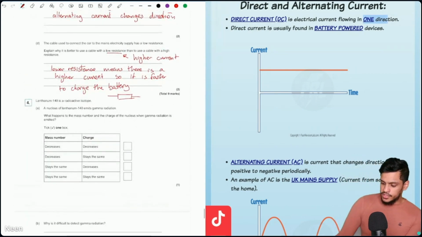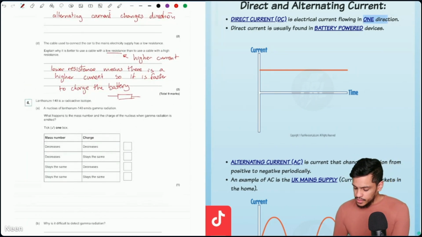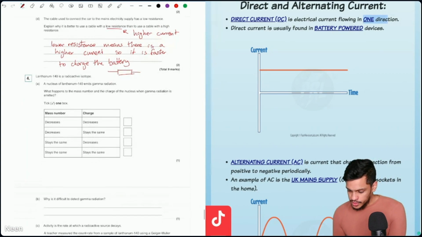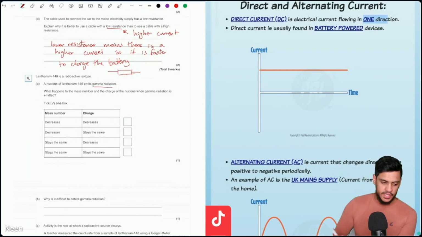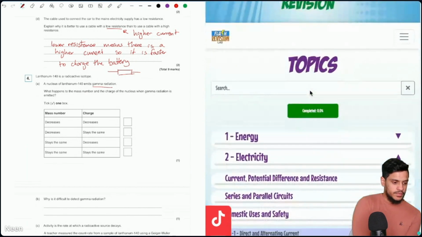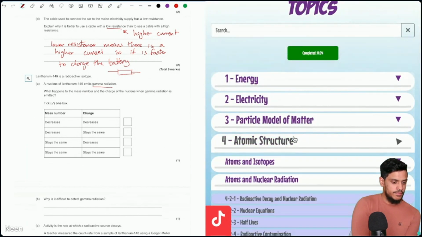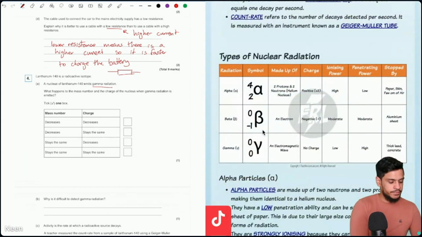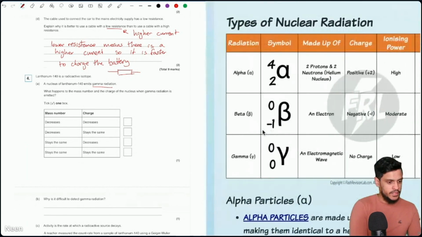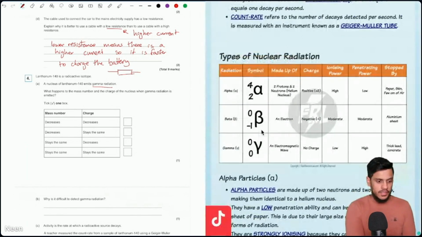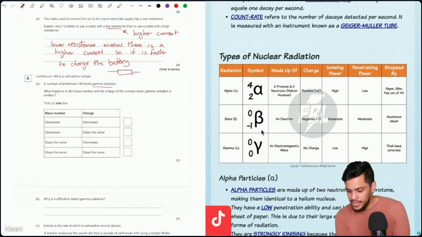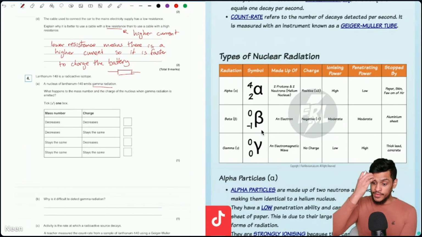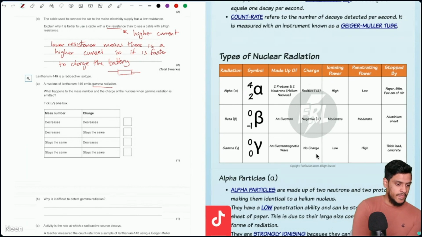Okay, next question. So this one's about atomic structure and radioactivity. So we've got a radioactive isotope. The nucleus emits gamma radiation. Let me get you all the different types of radiation you can have. Remember, you can have alpha, beta, and gamma. The differences are here. So we'll summarize in this table. What happens to the mass number and the charge of a nucleus when gamma radiation is emitted? What do you guys think?